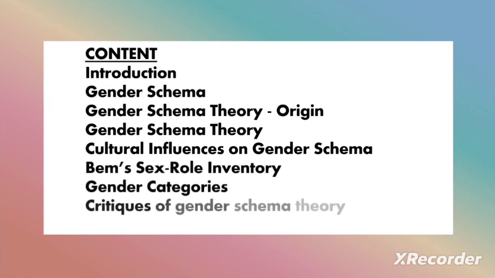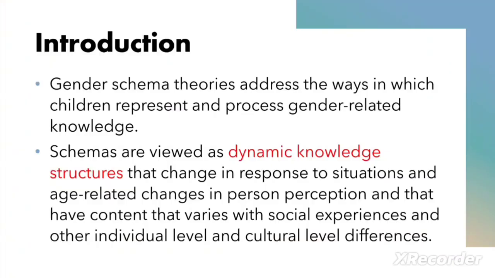So the contents are: gender schema theory origin, the gender schema theory and cultural influences on gender schema, Bem's Sex Role Inventory, gender categories, critics of this theory, and the conclusion. Gender schema theory is about how children represent and process their gender related knowledge from society. These schemas are seen as dynamic knowledge structures that can be changed from different persons' perspectives, and they also vary with social experience and depend upon individual level and cultural level differences.